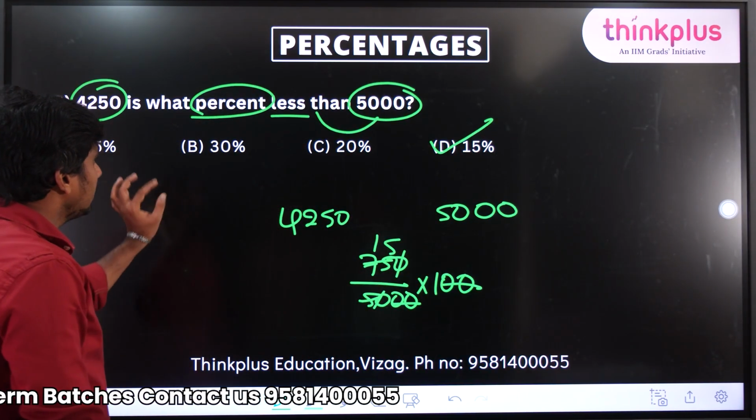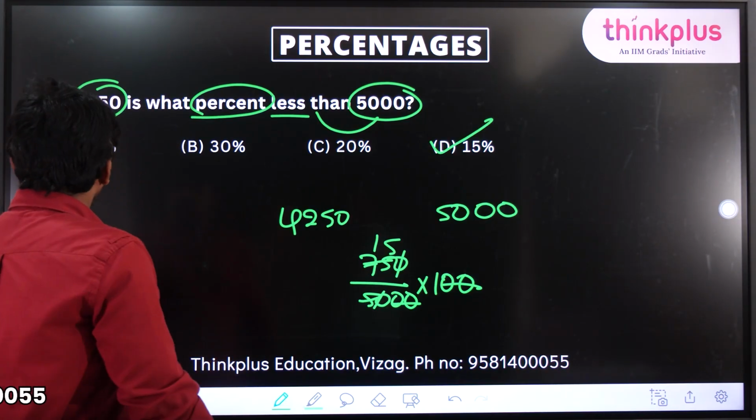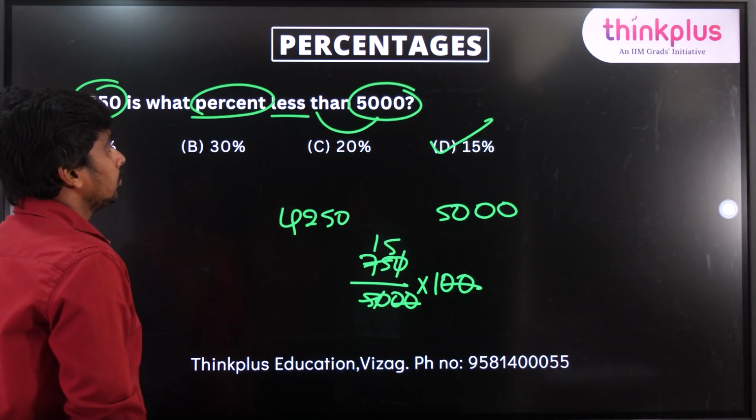So this is one of the important things: how much more than this value, how much less than this value. Okay. Now let me also give you one more point here.